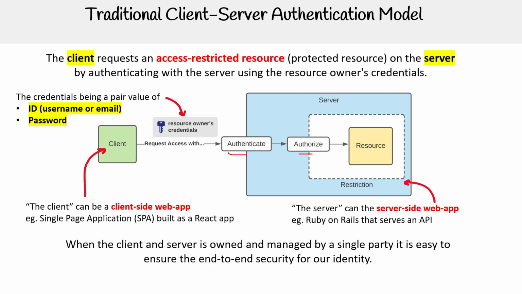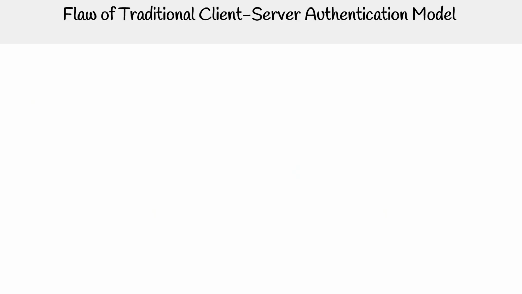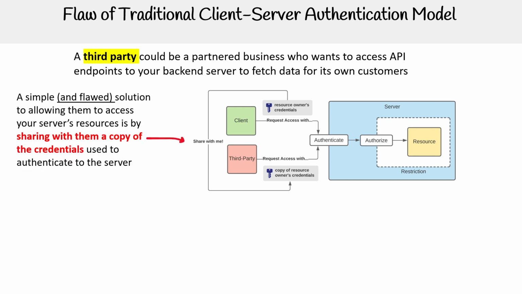So when the client and server is owned and managed by a single party, it is easy to ensure end-to-end security for our identity. But what happens when we need to authenticate via a third party? I built apps for a very long time, and monoliths were very common where everything ran on the same app. But once you start having multiple apps, this is where things become difficult. So a third party could be a partner business who wants to access the API endpoints to your backend server to fetch data for its own customers. All right. So now our diagram has changed a bit here.